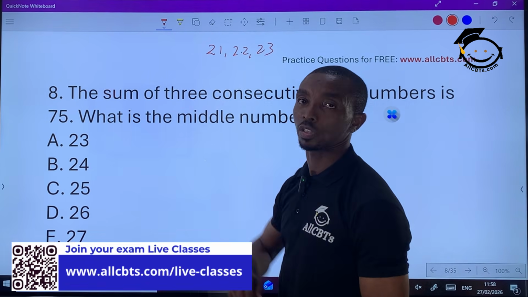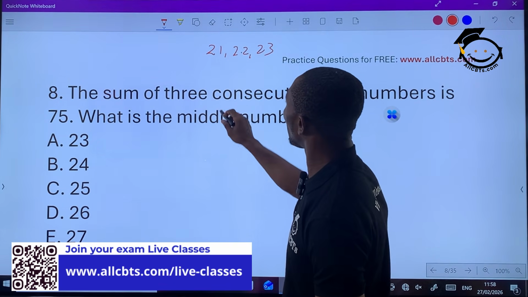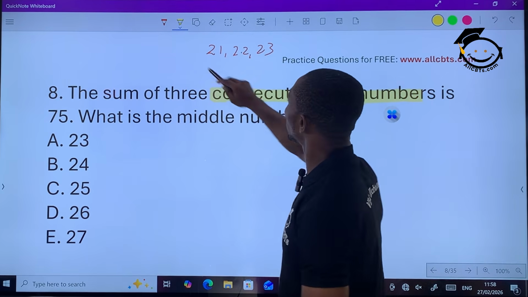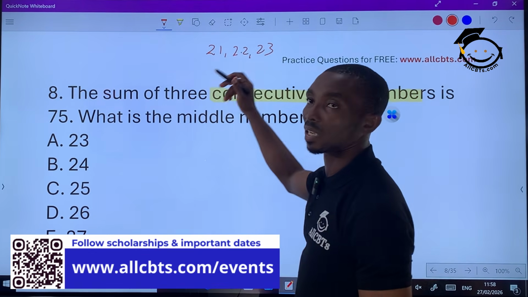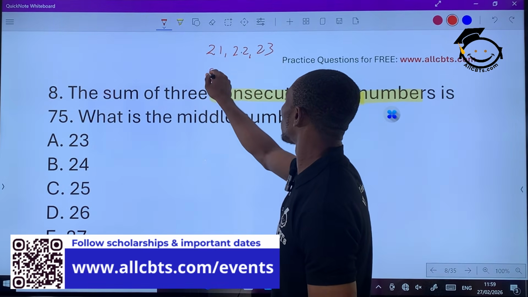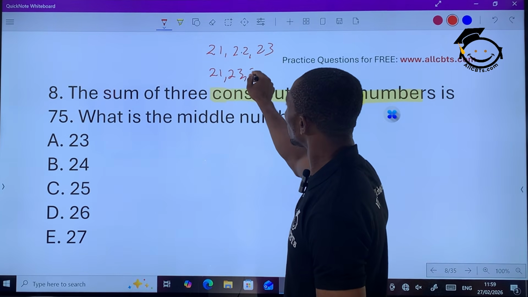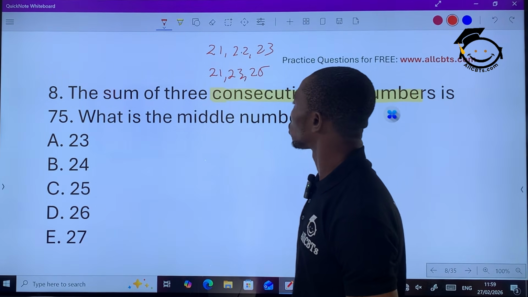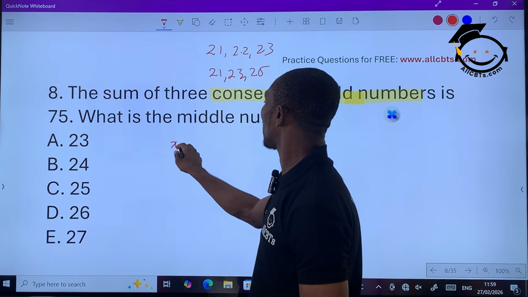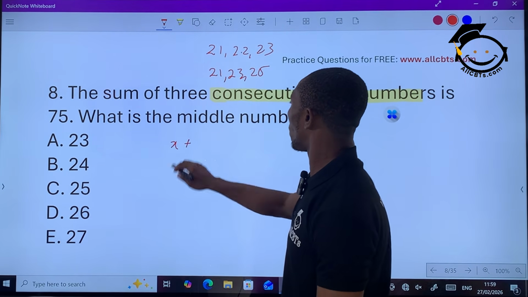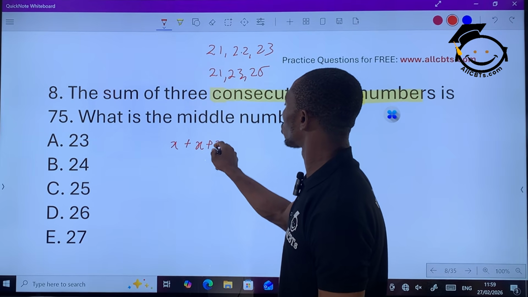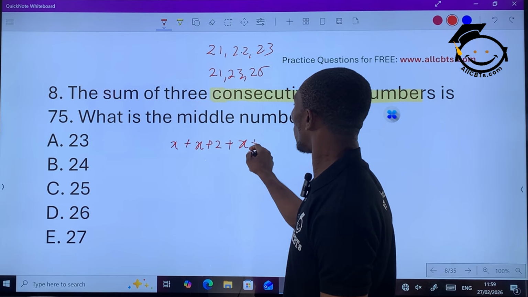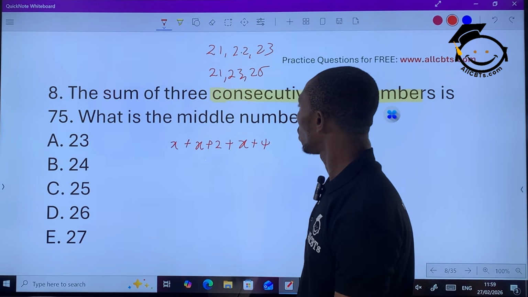These are consecutive numbers. Now, when we talk about consecutive odd numbers, that means odd numbers following themselves, 21, 23, 25. These are consecutive odd numbers. All right, so for this, if we have our x, the next consecutive odd number will be x plus 2. And the next one will be x plus 4.